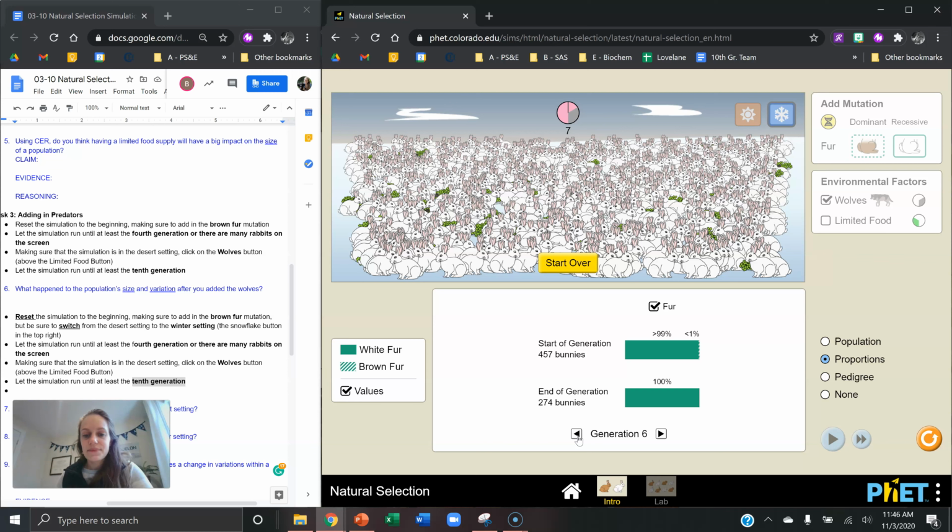So generation 6, generation 5, generation 4, and now we're going back before the wolves were present. And at the beginning. Okay, so again, pause. You should be able to pause at any point through my clicking through the generations, and you should be able to answer the rest of the questions based on this information.